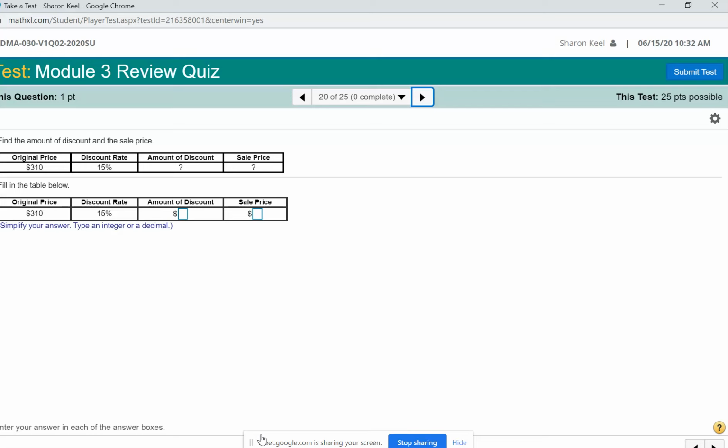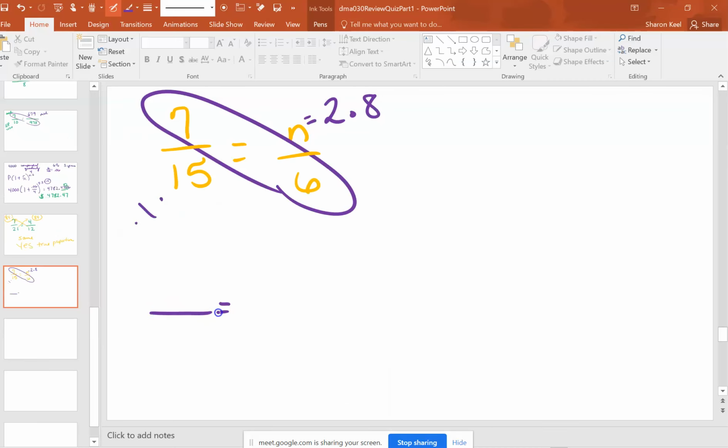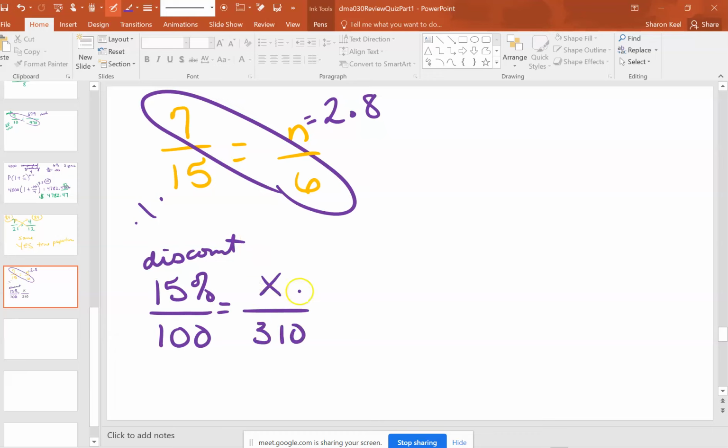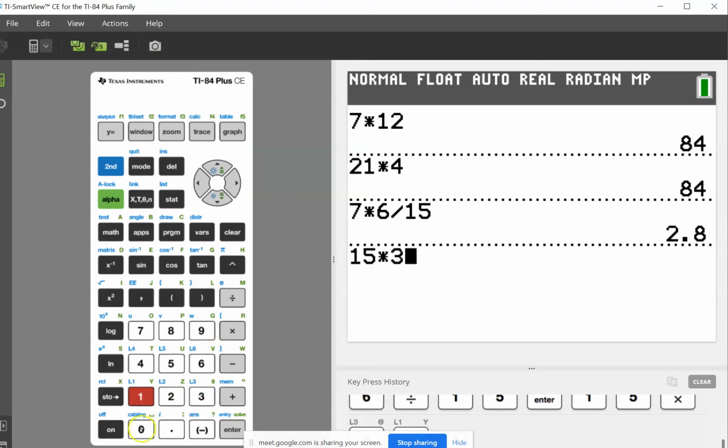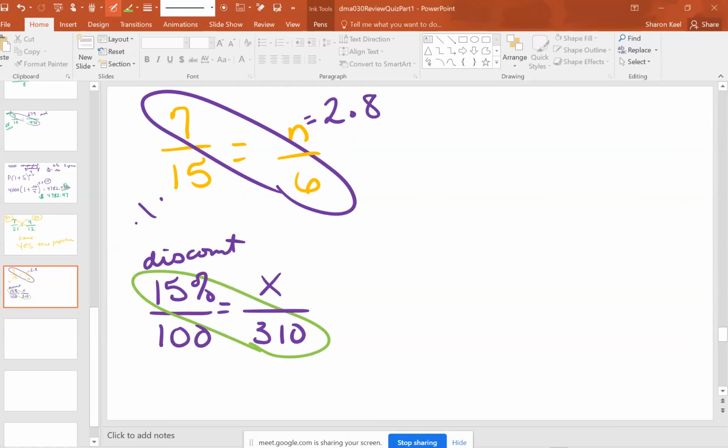What is the amount of discount and what is the sale price? So we have an original price of $310 with a discount of 15%. So we're trying to solve for the discount amount. So 15 times 310 divided by 100. So that would be $46.50. That is the discount amount.